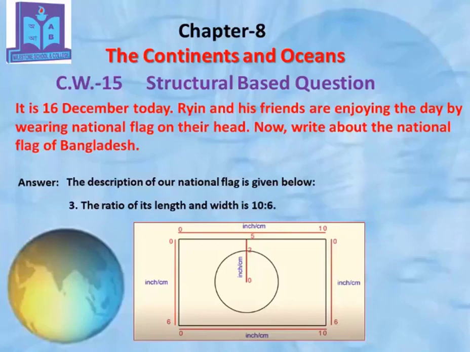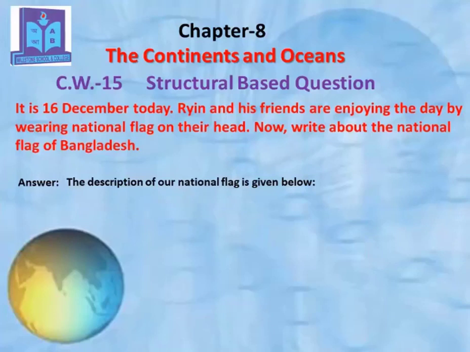That means according to the flag, the proportion will be the same. What do you think? If you want to make a big flag, that means if the length is 100 meter, then what will be the width? The width will be 60 meter. That means this is the measurement. This is called ratio: the comparison between the length and width. The length will be 10 centimeter or inch and the width will be 6 centimeter or inch.